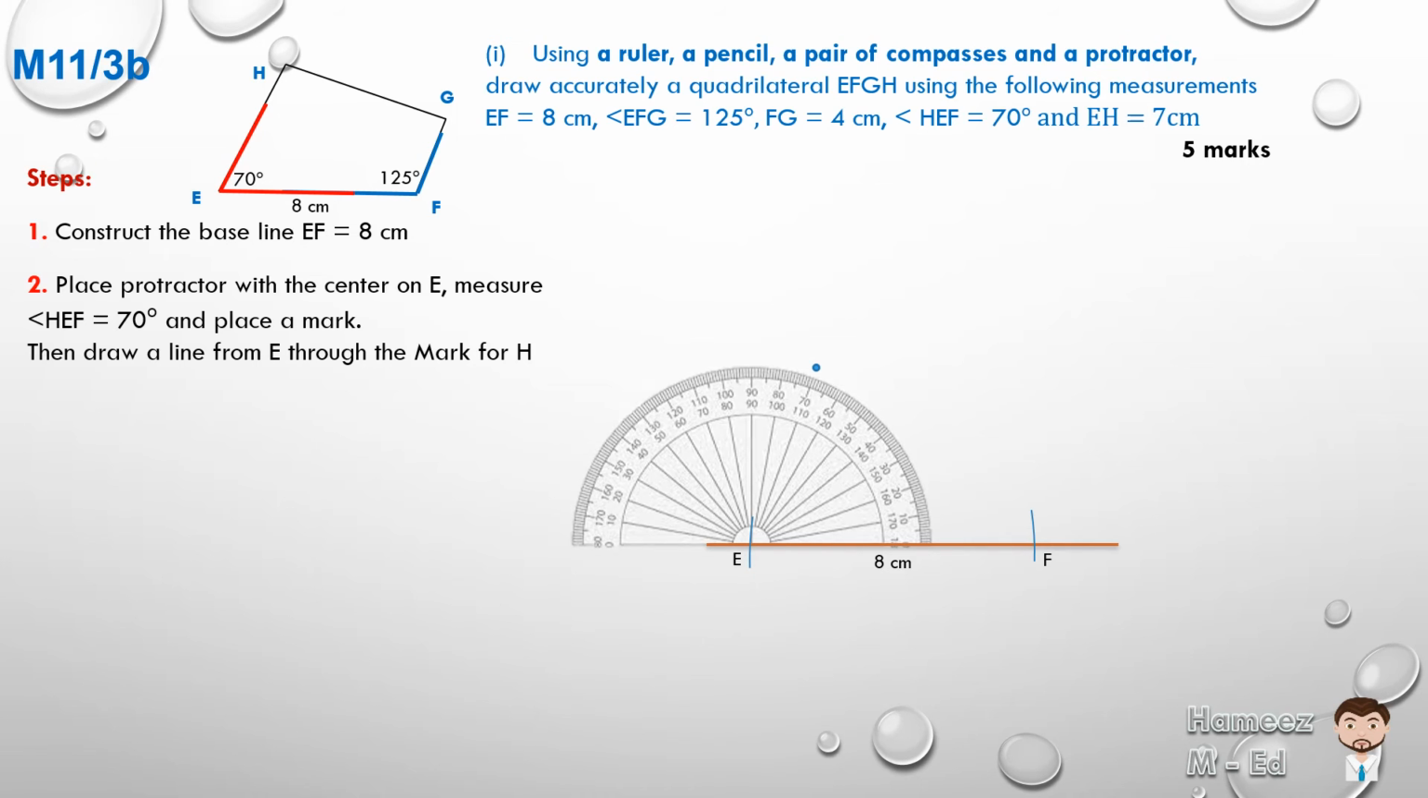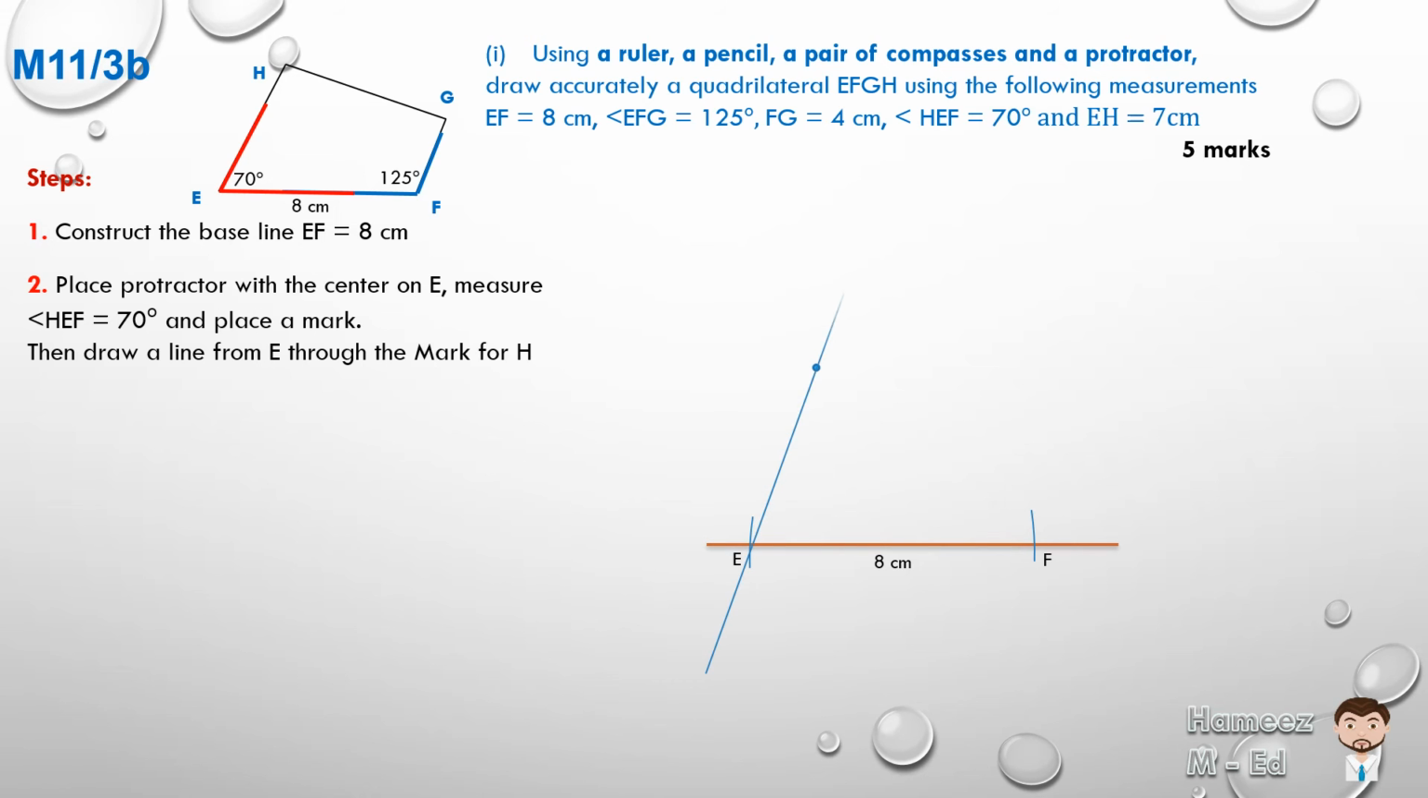We can remove the protractor and we draw a line from E, longer than E, through E and the point. That's a blue line. Now we know how long EH is. EH is 7 centimeters, so we open our compass to 7 cm, rest it on E and scribe an arc. And where they intersect, that point is H.